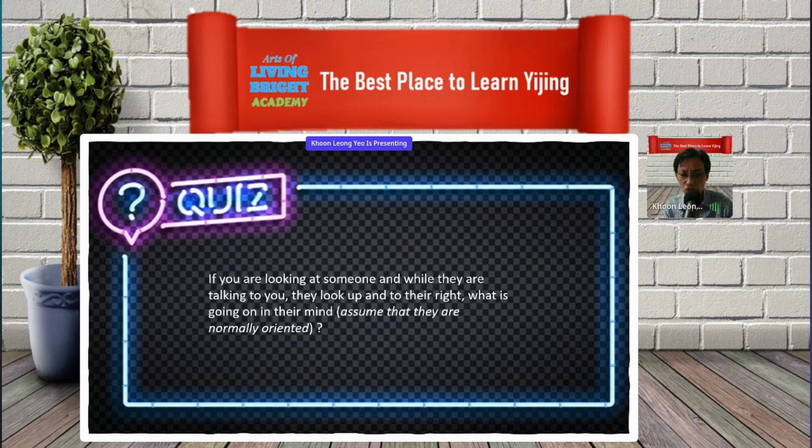Pepe say constructing visually. Constructing visually, okay, very good. All right, constructing visually means they are actually imagining, right? So they are using their creative mind to imagine certain things, certain scenarios, and then trying to talk to you or reply to you, right? Very good.